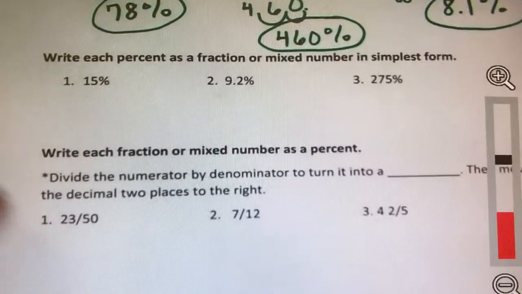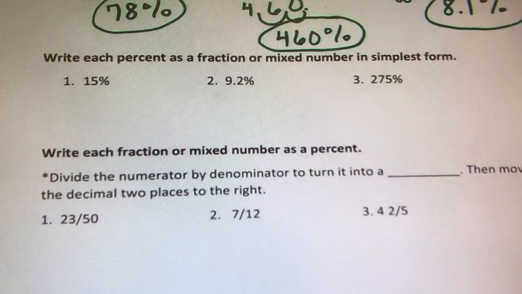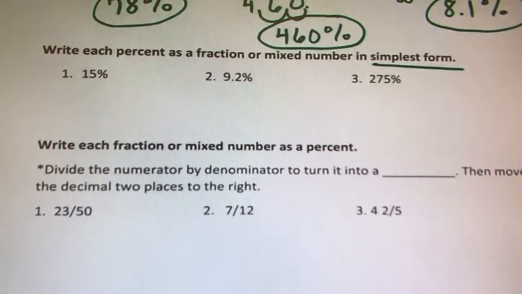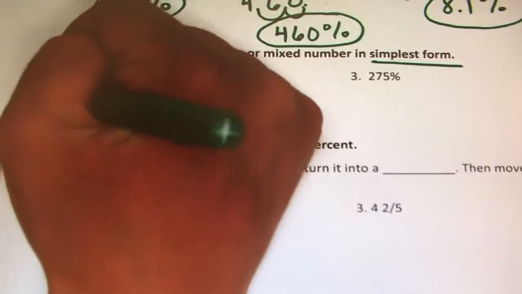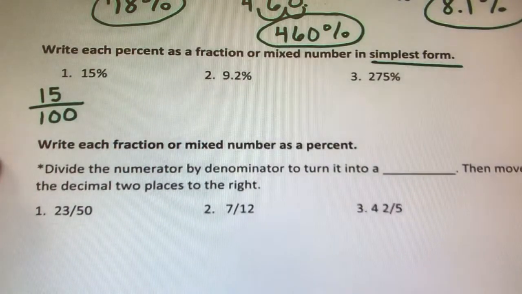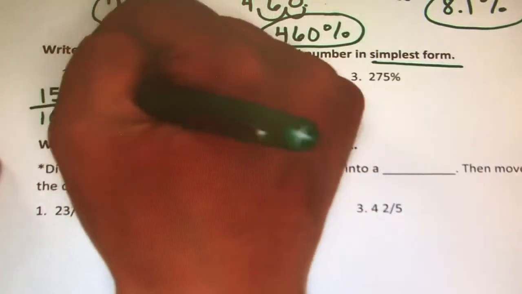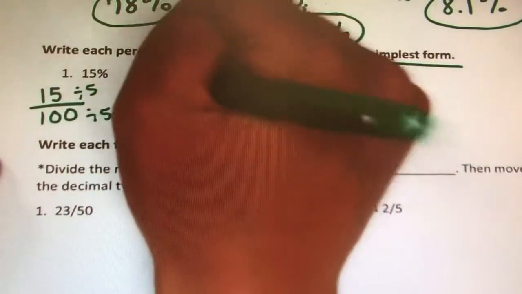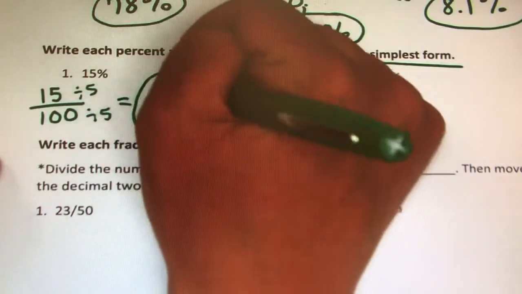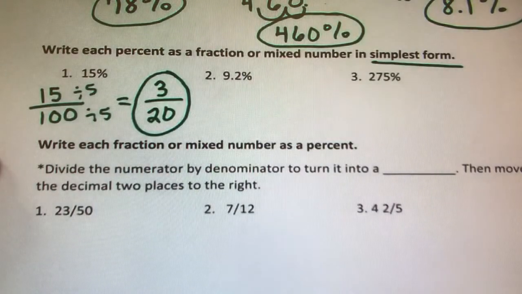All right, the next skill we're going to do is write each percent as a fraction or mixed number, and of course it always has to be in simplest form. So let's talk about how to do this. If number 1 is 15%, remember that the percent symbol means out of 100, so 15% is the same thing as if I write 15 over 100. So I wrote it as a fraction, but I need to simplify it. Those both can be divided by 5. 15 divided by 5 is 3. 100 divided by 5 is 20. So 3/20 is 15% in simplest form.